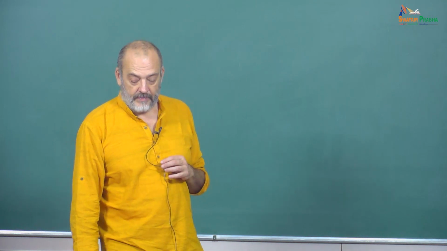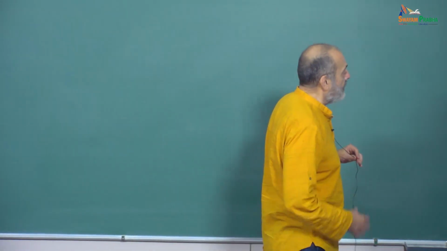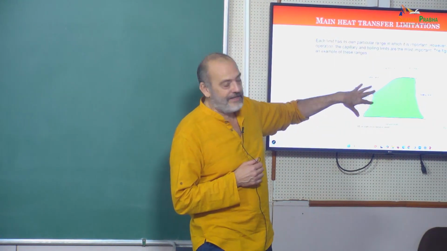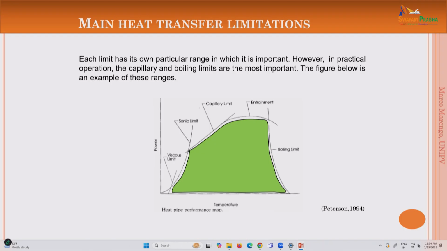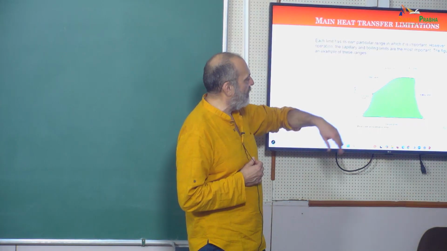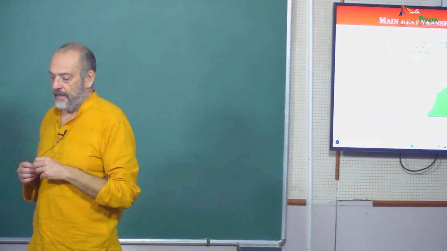So let's study a little bit more what is happening in terms of limitations of the heat pipe. Here is a classical image from Peterson 1994. Nothing has changed since 1994, so I can use this image. This is the temperature, this is the power, and when the temperature is very low, for example, we have the viscous limit, we may have the sonic limit. Also at this point, we have the capillary limit, the entrainment, and the boiling limit when the temperature is too high.